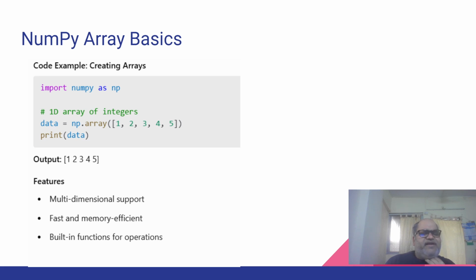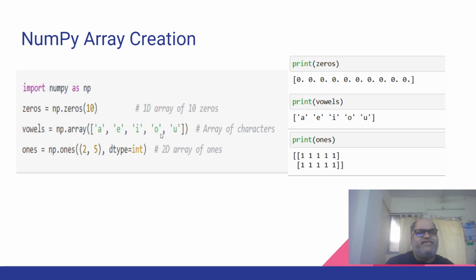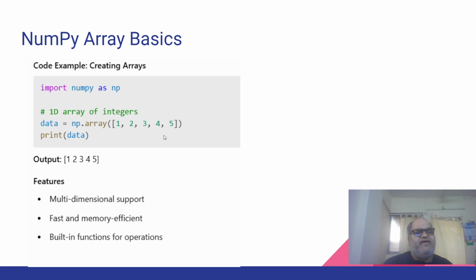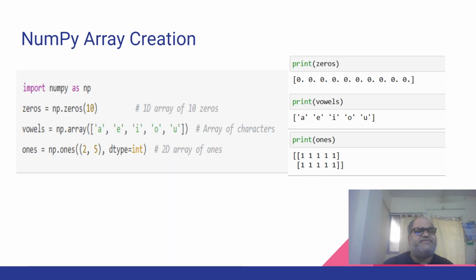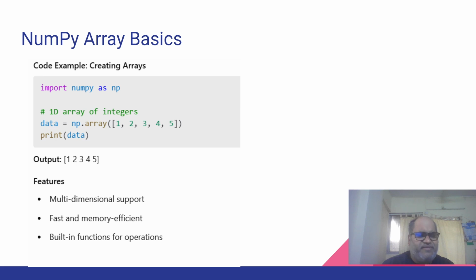If you want to create a one-dimensional array, you can simply call np.array and give a list-like element. Here 1, 2, 3, 5 is a list-like element, and you can simply call np.array on that. If you print it, you get the elements. As you have just covered, NumPy supports multi-dimensional arrays, is fast and memory efficient, and has built-in functions for operations.